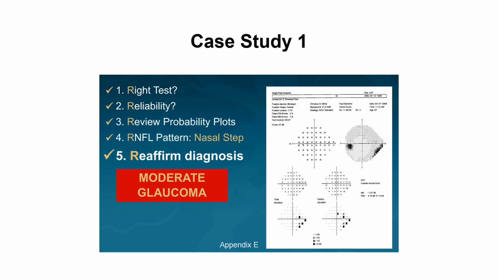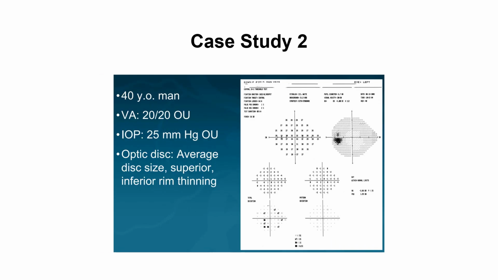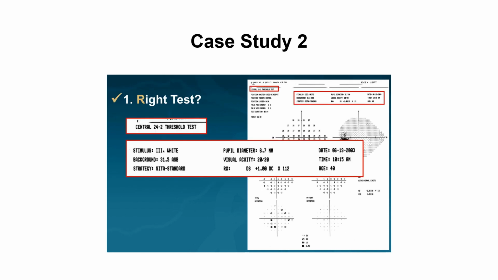Okay, please be focused. The second case is a 40-year-old man with vision 6/6, IOP 25 mm mercury in both eyes, with average optic disc and superior rim thinning. The first rule: is this the right test? Okay, this is a 24-2 threshold test.